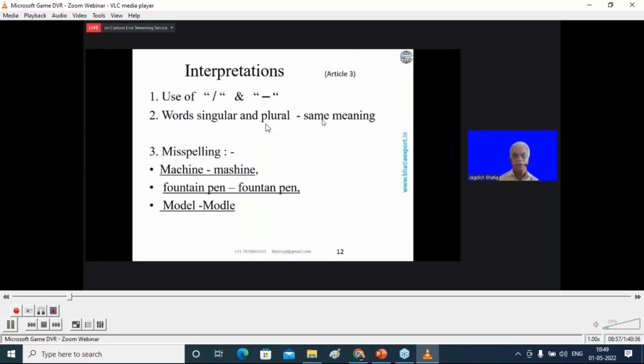So the words singular and plural have the same meaning. This is also an interpretation they made. For example, suppose you send a box of 100 pencils, but you have written "pencil", singular. It must actually be plural, because you have sent 100 pencils, but you mentioned a pencil. So you mentioned the singular, but plural is the meaning of what your transaction has done. So this is not taken as a discrepancy.